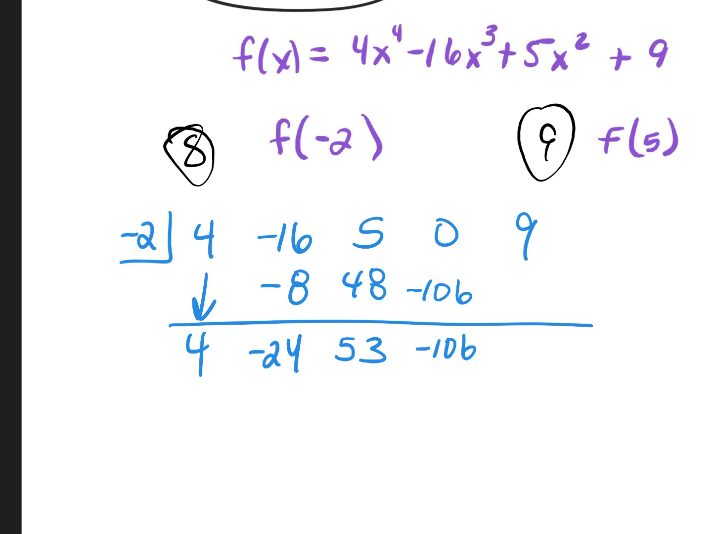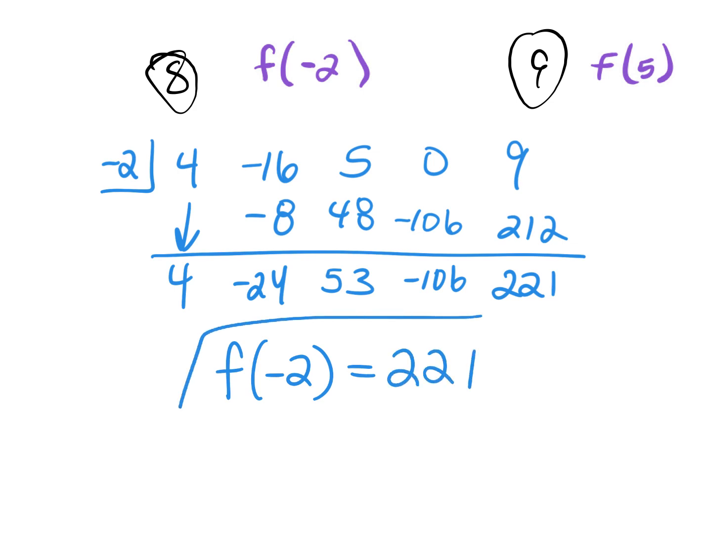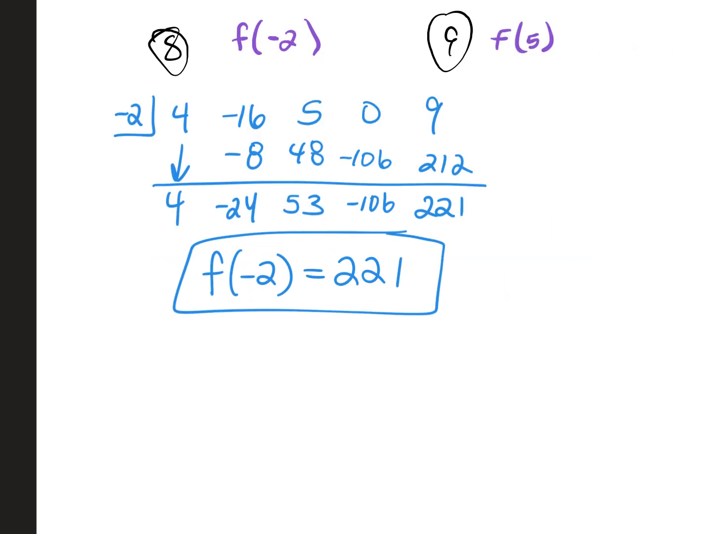Good. One more time. Negative 106 times negative 2 is positive 212. And then I add 9 and 212, and I get 221. How do I write my answer? Good. F of negative 2 equals 221. We're using our remainder theorem. Very good, guys. All right, look at the next one.